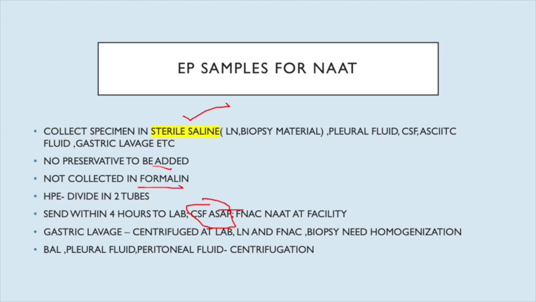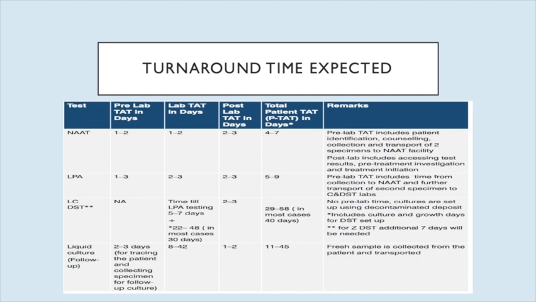For gastric lavage, it has to be centrifuged at lab. Lymph node and FNAC, everything has to be homogenized, so it has to be centrifuged in a lab, and following centrifugation the testing can be done. What is the turnaround time expected? If you've sent these samples, we've already noted the turnaround time expected, so within this time frame, we can expect to take a decision.